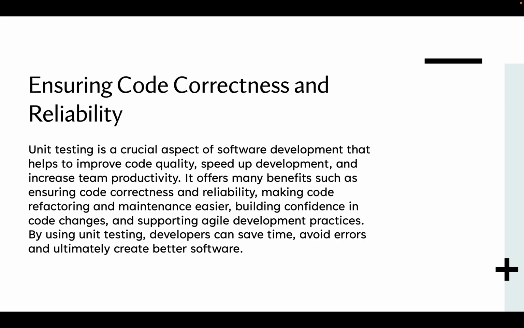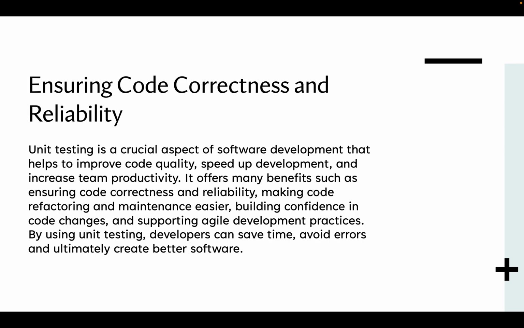Ensuring code correctness and reliability. So unit testing is a crucial aspect of software development that helps to improve code quality, speed up development, and increase team productivity. It offers many benefits like ensuring code correctness, reliability, and making code refactoring and maintenance easier.